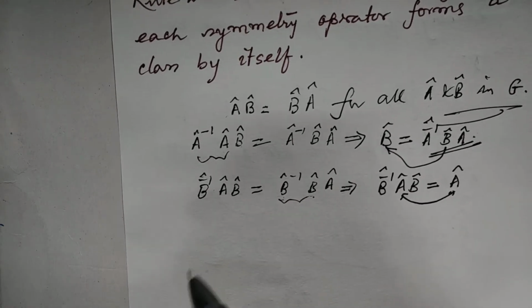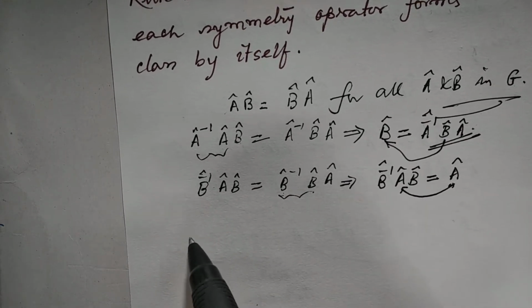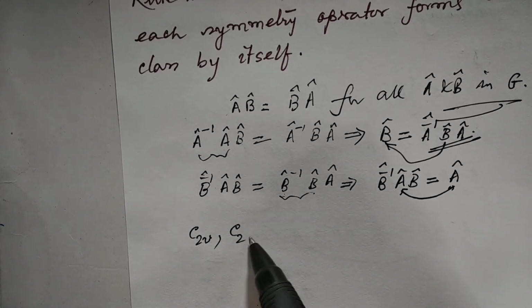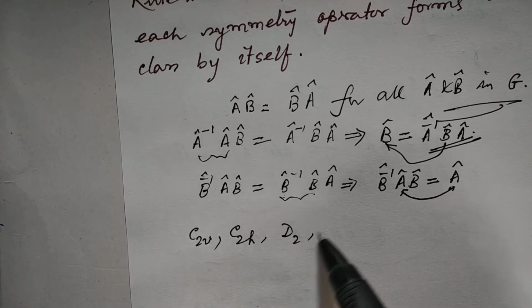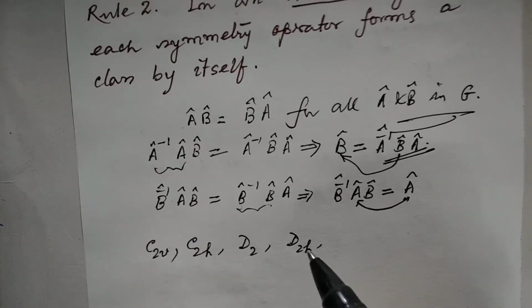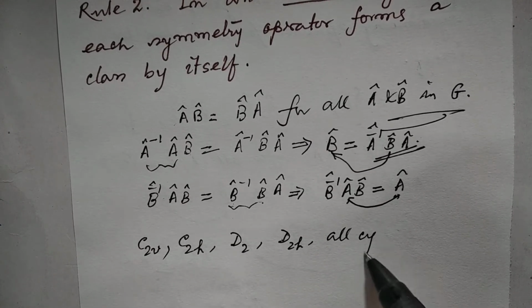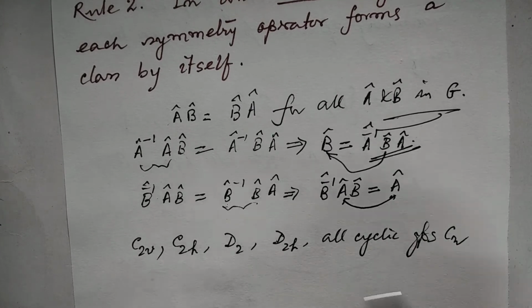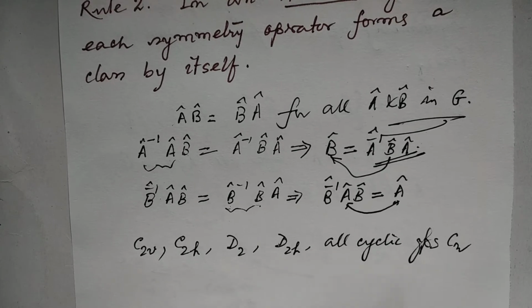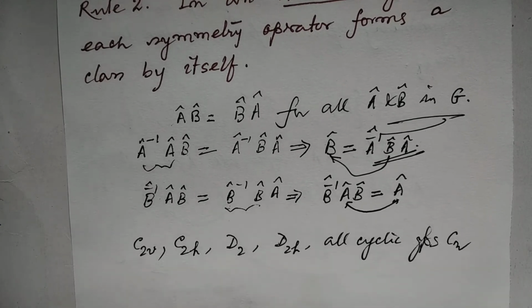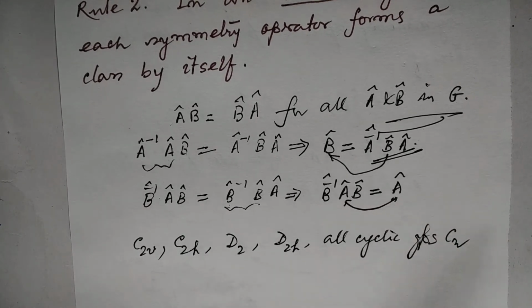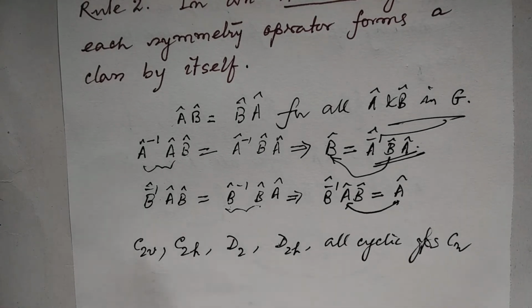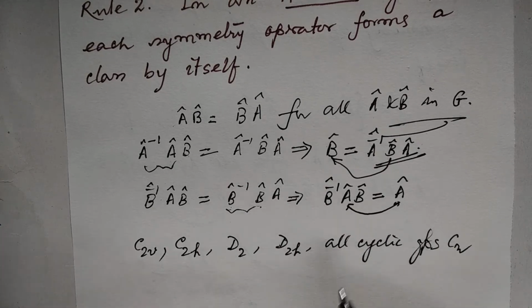We know examples of abelian point groups. For example, C2v is an abelian group, C2h, D2h, and all cyclic groups Cn are abelian. There may be other point groups also of abelian type, but these are most common. In all these groups, every element is in a conjugate class by itself.